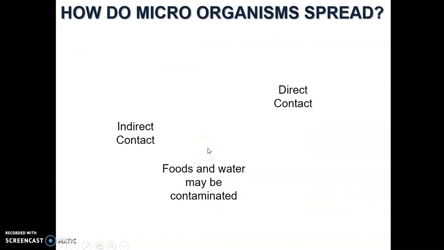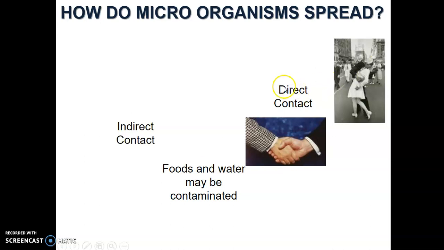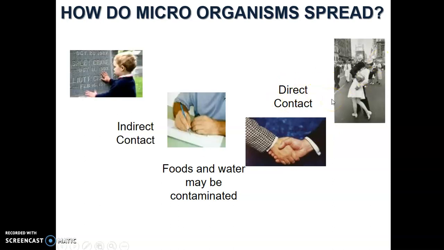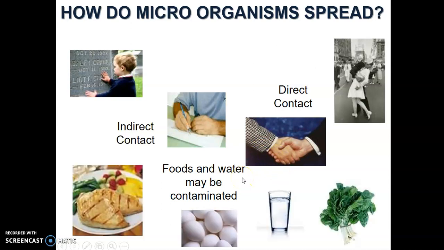Alright, so I'm going to show you on the slide a few pictures, some of which may be familiar in terms of the spread of microorganisms. So we have direct contact. There may be indirect contact, which is touching an object which was touched by someone else, which may have had the germs on their hands, etc. And there's one more picture here, which refers to the contamination of food and water. And this is another way in which microorganisms spread.